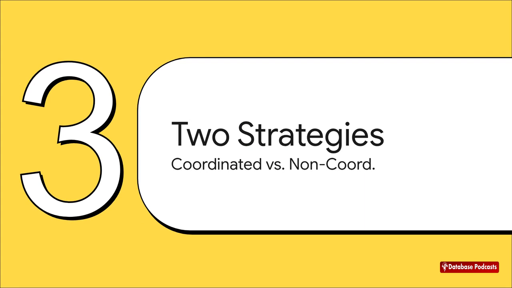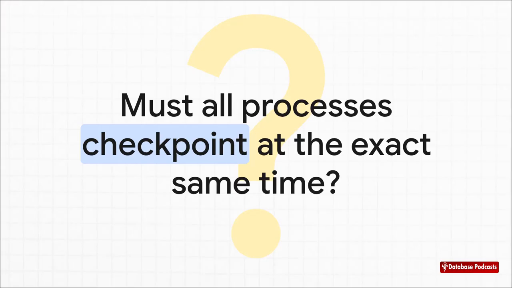Right, so checkpointing makes sense. We're taking snapshots, but this immediately brings up a huge design choice. Does every single part of the system need to take its snapshot at the exact same millisecond? And this very question really gets to the heart of the two major strategies people use. The answer completely changes how you build your system, and it all depends on whether you force everyone to work together or you just let them do their own thing.